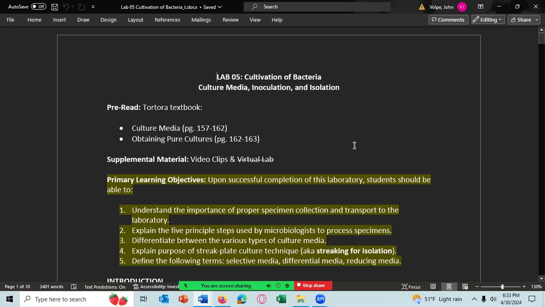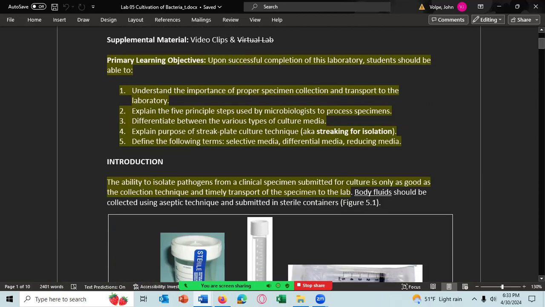Upon successful completion of this lab, students should be able to: 1, understand the importance of proper specimen collection and transport to the lab. 2, explain the 5 principal steps used by microbiologists to process specimens. 3, differentiate between various types of culture media. 4, explain the purpose of streak plate culture techniques, aka streaking for colony isolation. And 5, define the following terms: selective media, differential media, and reducing media. Any question about any of that?